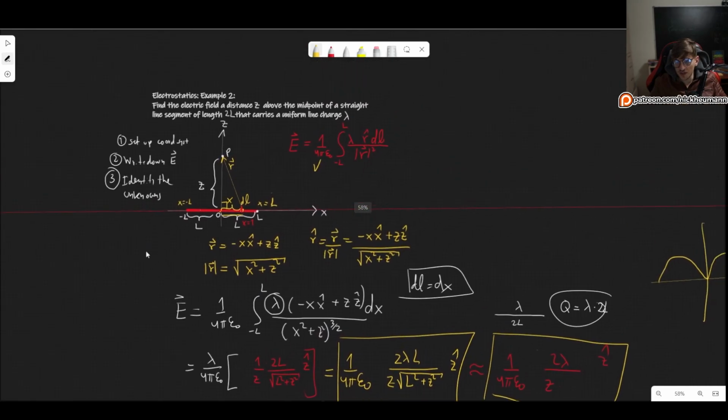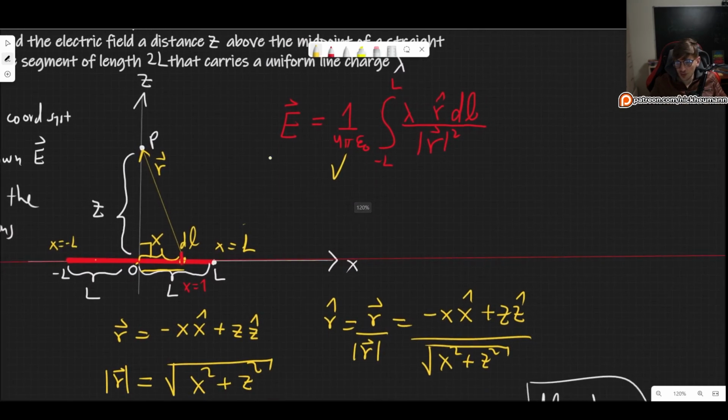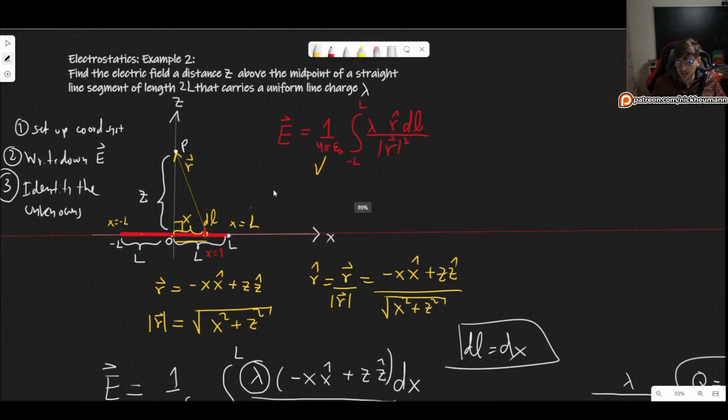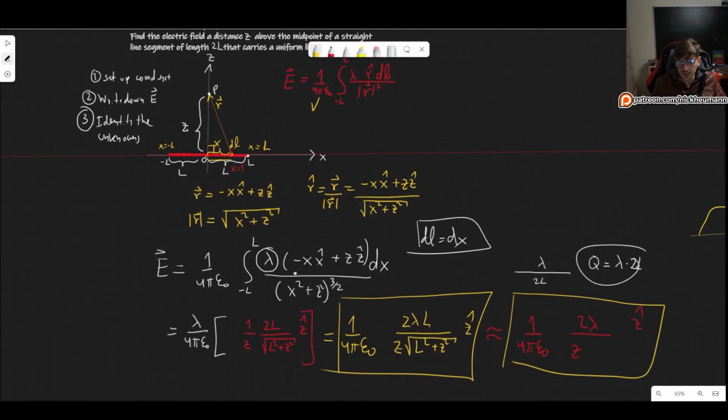So as you can see, all that we had to do in this problem was that we began, right? We wrote down our electric field. We identified everything that we needed to find. And then we solved the integral. The integrals were a little bit annoying, but the procedure itself wasn't particularly difficult.